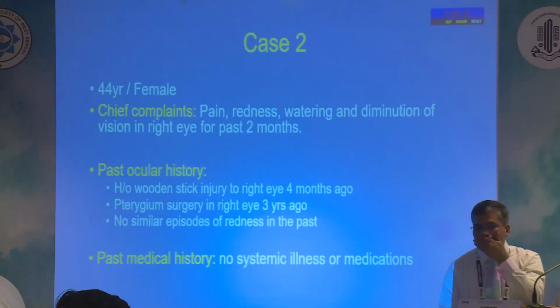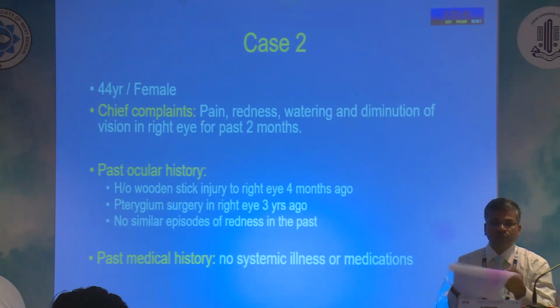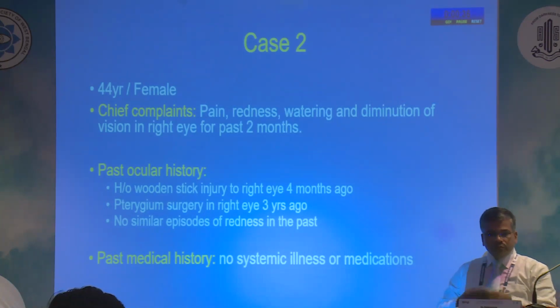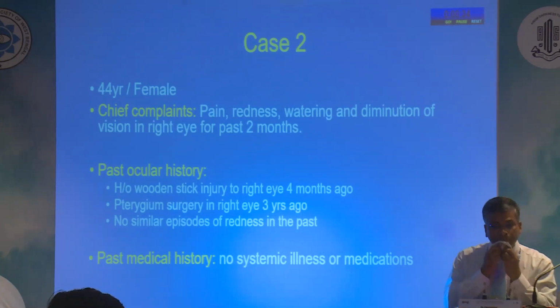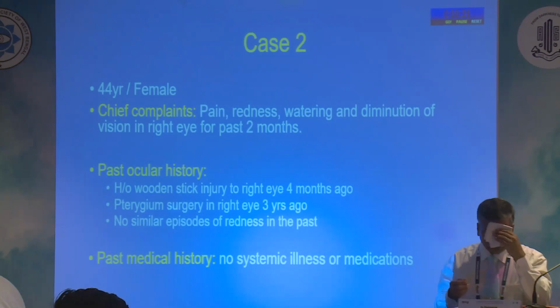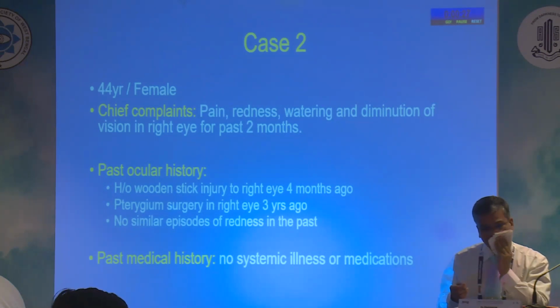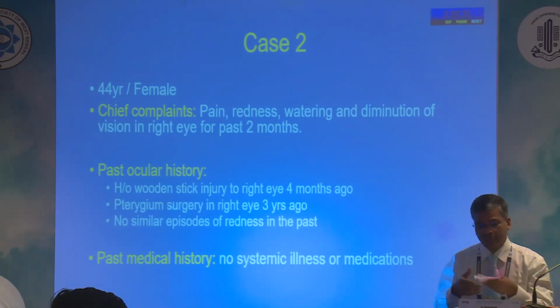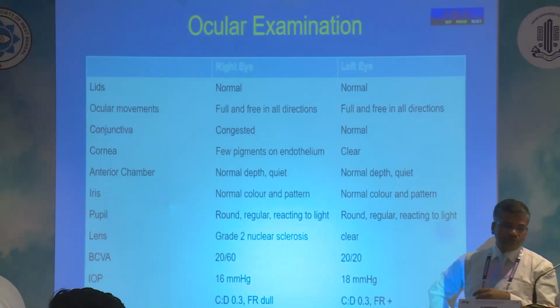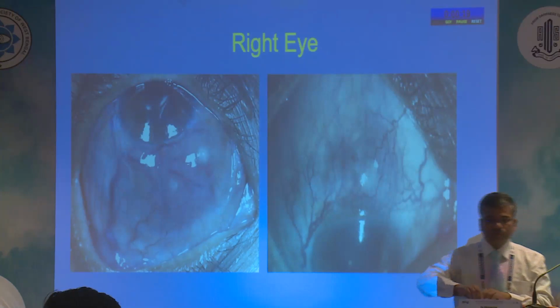Coming to the second case, this was a 44-year-old female who presented with pain, redness, watering, and diminution of vision in the right eye for the past 2 months. She also gave a history of wooden stick injury to the right eye 4 months ago. Also, there was history of pterygium surgery in the right eye 3 years ago. There were no similar episodes of redness in the past, no systemic illness, and she was not on any medications. I'll jump directly to the clinical findings.